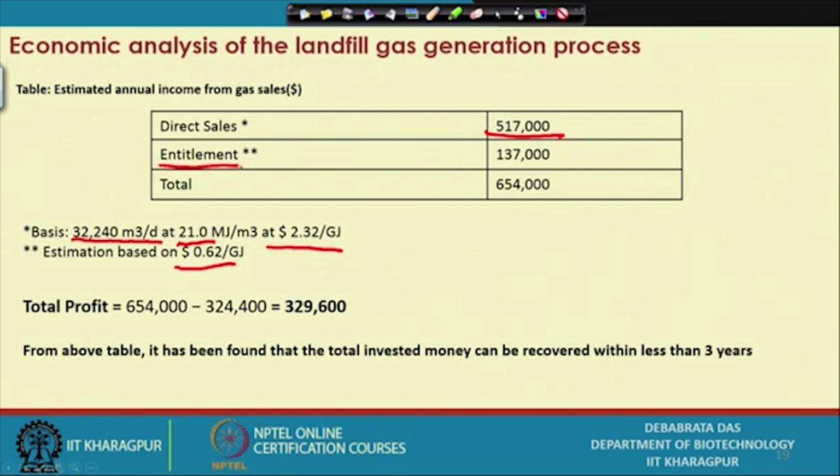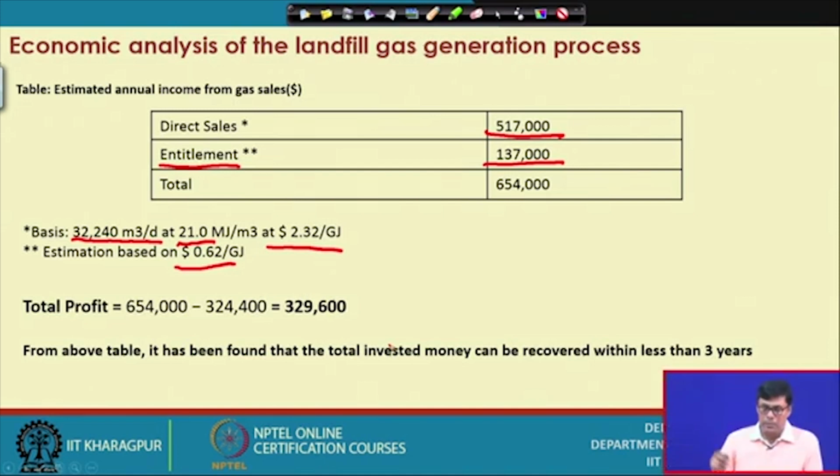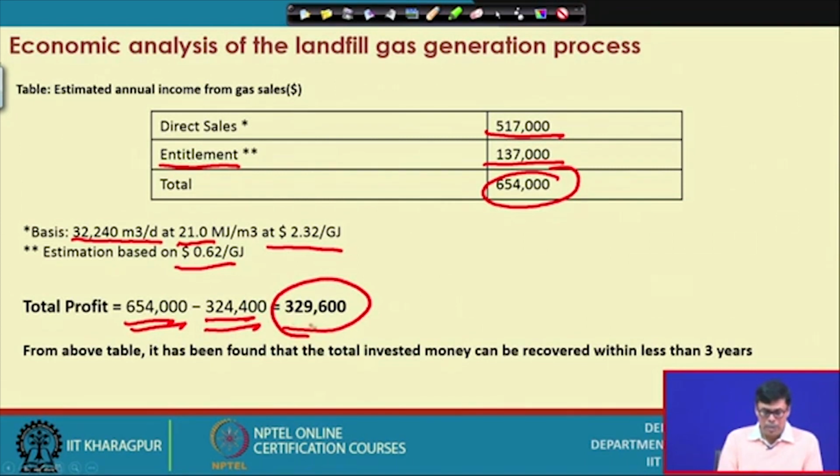What we call entitlement cost. Since this uses waste material, the municipality gives some kind of revenue, some kind of money, to those companies for safeguarding the environment. This is what you call entitlement cost, and the total is coming like this. So this is the benefit, the total money we are getting, and this is the total money we are spending, and so the net profit is coming about $329,600. This is how we can do the calculation.